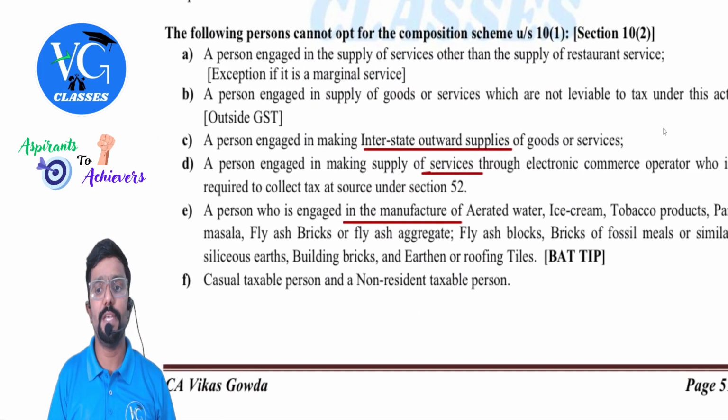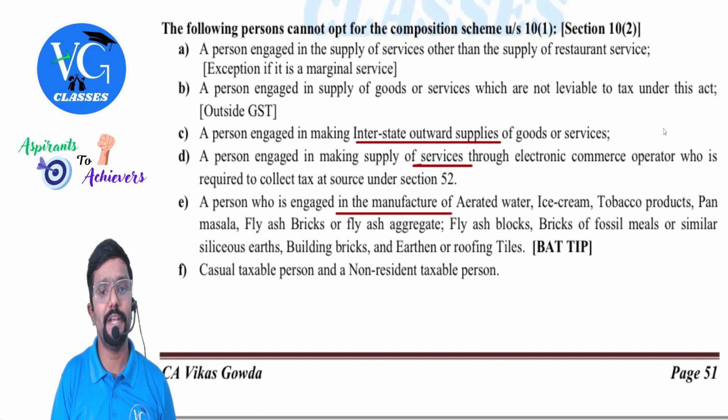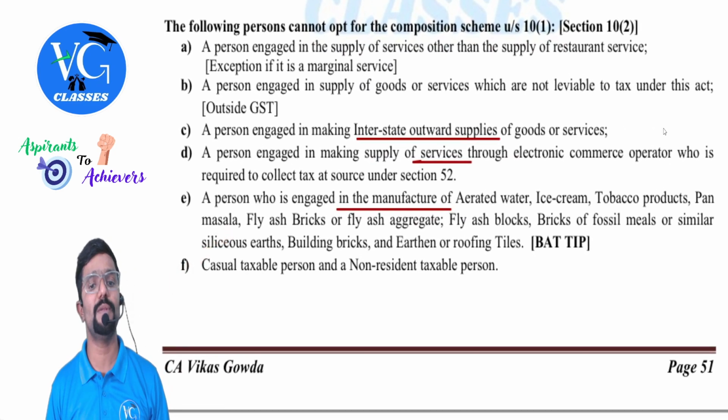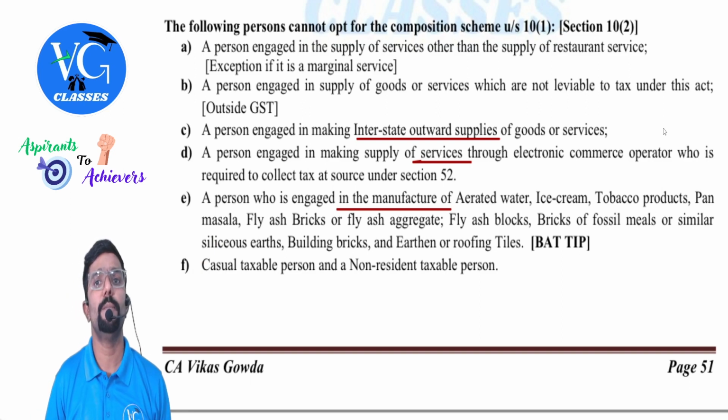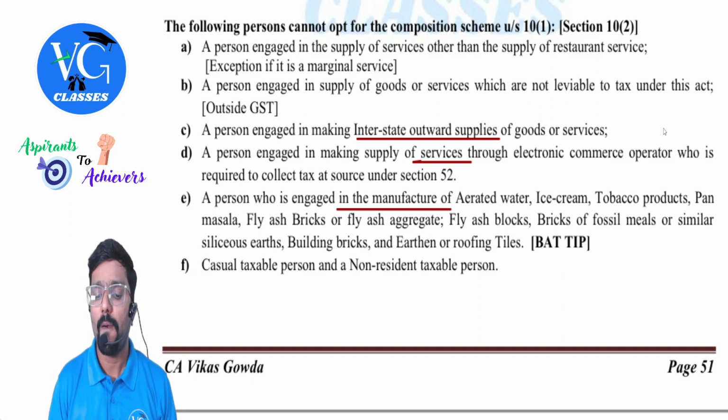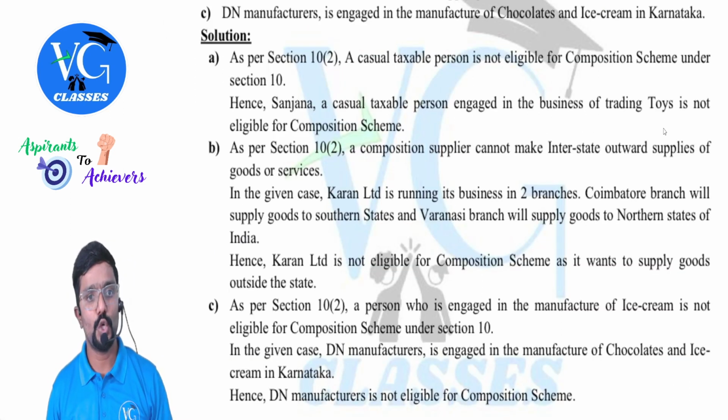Yes, in 10.2 you can see who is not eligible for 10.1. Last point: casual taxable person and non-resident taxable person. Coming back to the question.